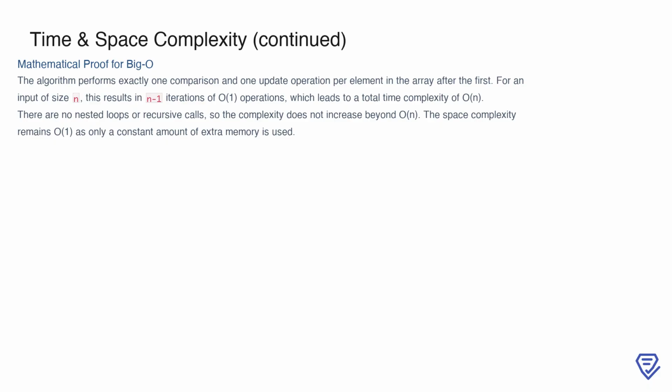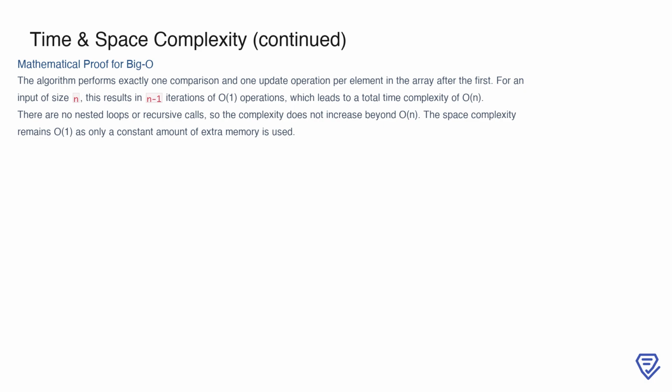To mathematically understand why the time complexity is O(n), consider that the algorithm processes each element of the array exactly once after the initial setup. For each element, it performs one comparison to calculate current_sum and another to possibly update max_sum. Both of these operations are O(1), and since there are n-1 elements after the first, the total number of operations is proportional to the size of the input, n. This eliminates any higher order terms or nested operations, confirming that the time complexity is O(n). Additionally, the space complexity is O(1), because the algorithm uses only a fixed amount of memory, regardless of the size of the input.